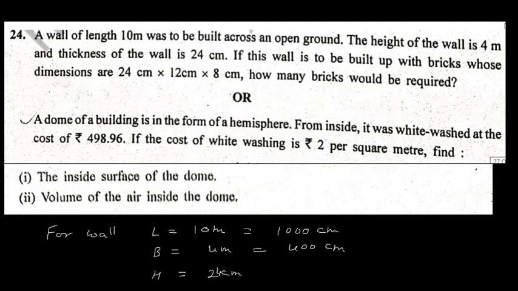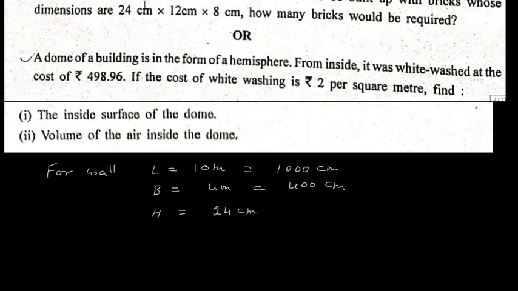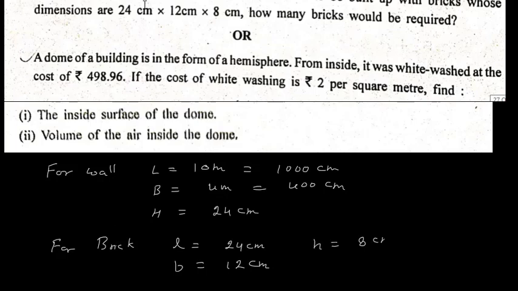So actually length, breadth and height are nothing but the 3 dimensions of any object. Okay, so height we have considered as 24 centimeter, so it is already in centimeter. This is for wall. Now for brick, the dimensions are, I will take small l, 24 centimeter, breadth is 12 centimeter and height is 8 centimeter. So I am going to construct the wall with the help of these bricks.